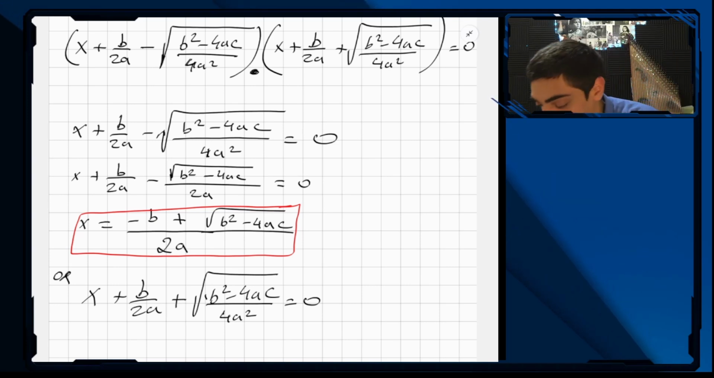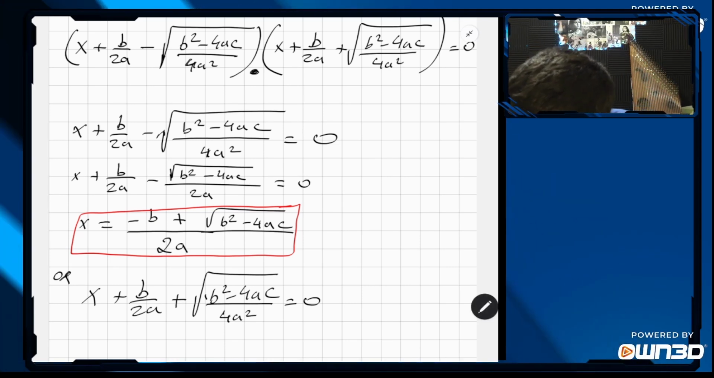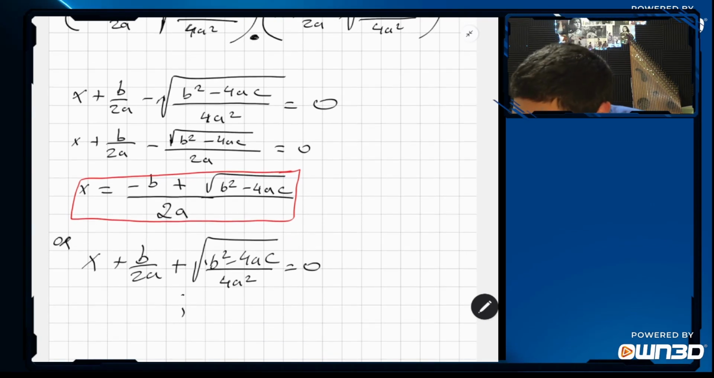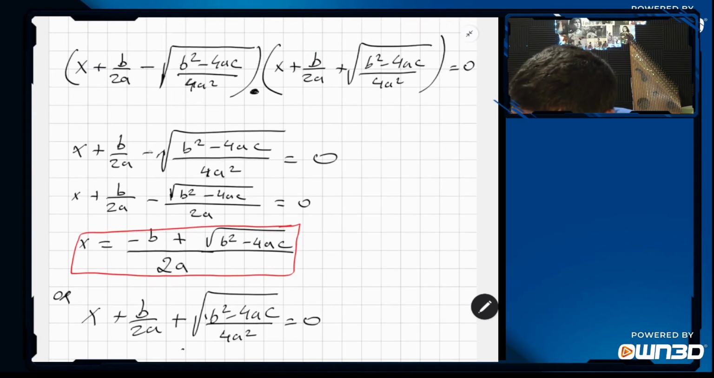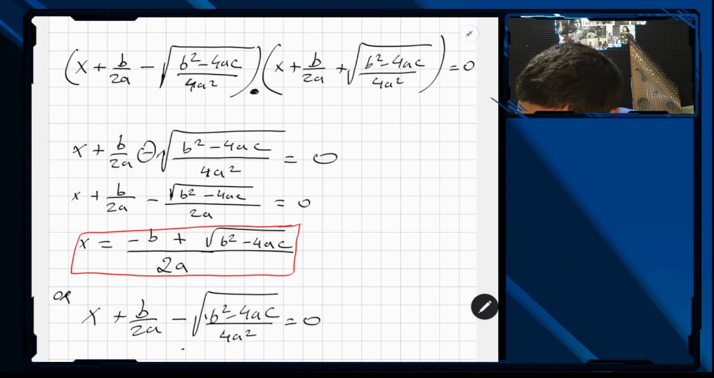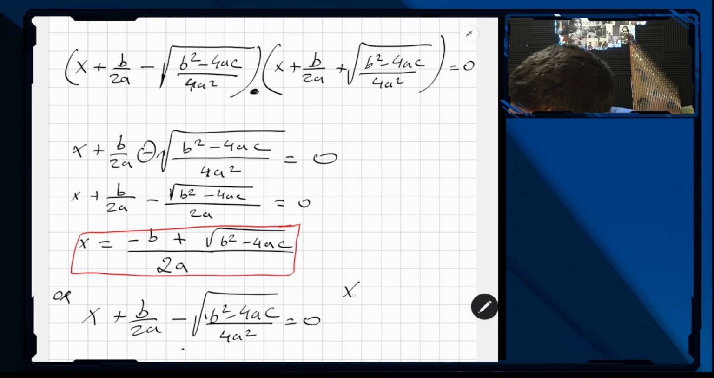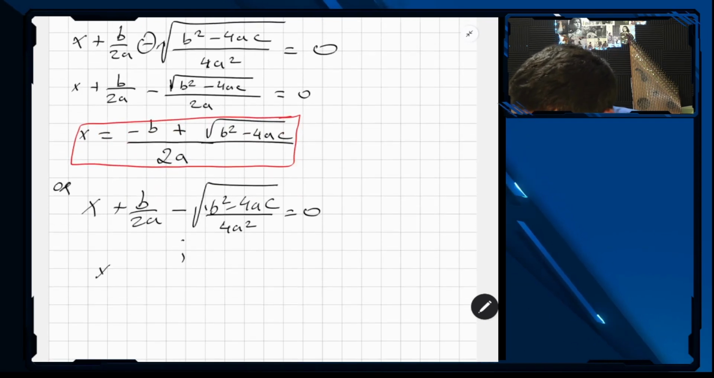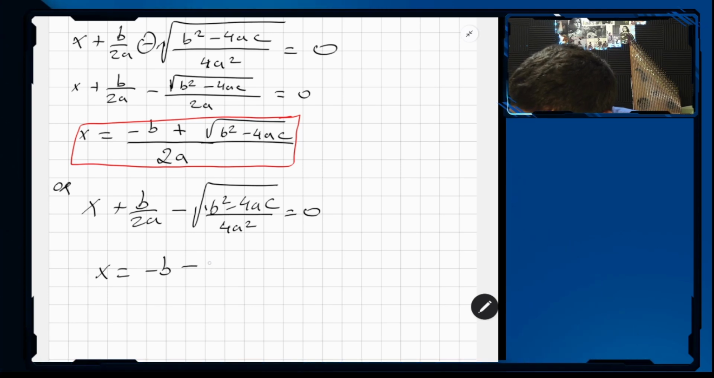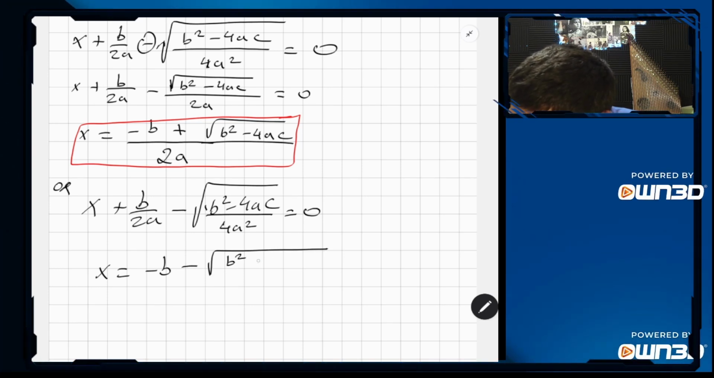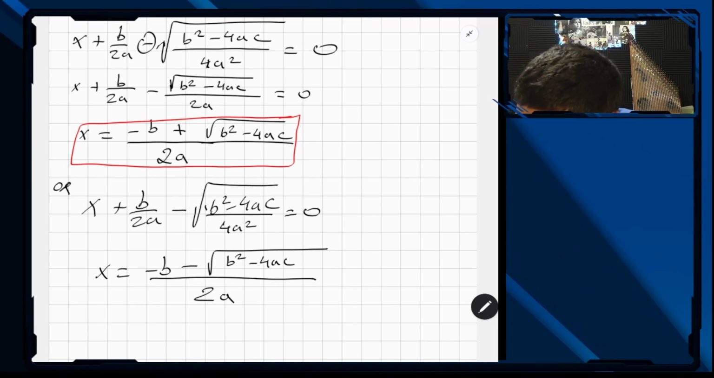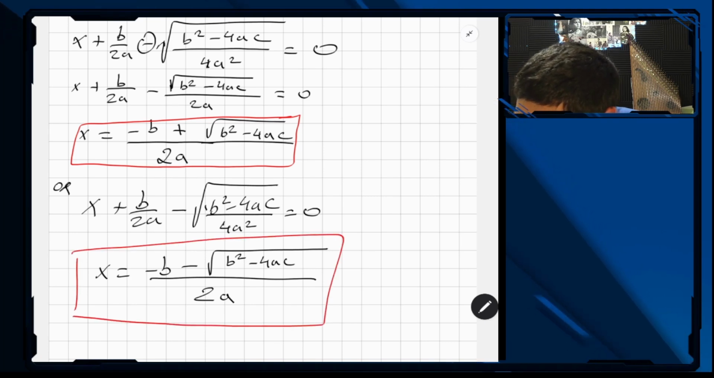Perfect. Wonderful. Brilliant, right? And then if you continue the same work on the one below, you will notice that the only difference from the top here is this minus. So you will reach the other solution, which is x equals minus b minus the square root of b squared minus 4ac, the whole thing over 2a. And this, my friends, is the quadratic formula.